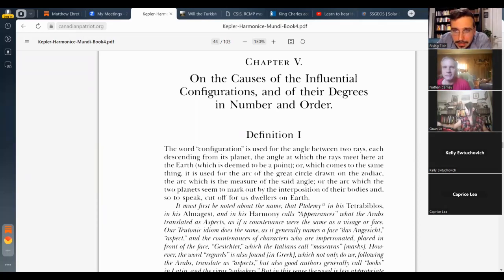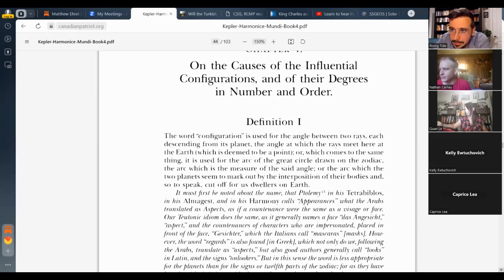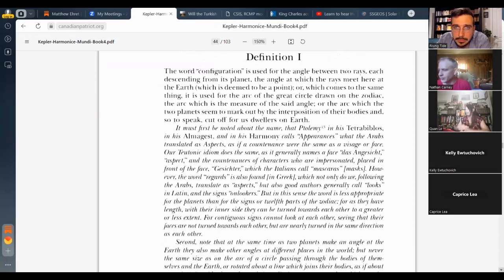So it's called On the Causes of the Influential Configurations and of Their Degrees in Order and Number. Okay, so definition 1. The word configuration is used for the angle between two rays, each descending from its planet. The angles at which the rays meet here at the Earth, which is deemed to be a point, which comes to the same thing. It is used for an arc of the great circle drawn on the zodiac.